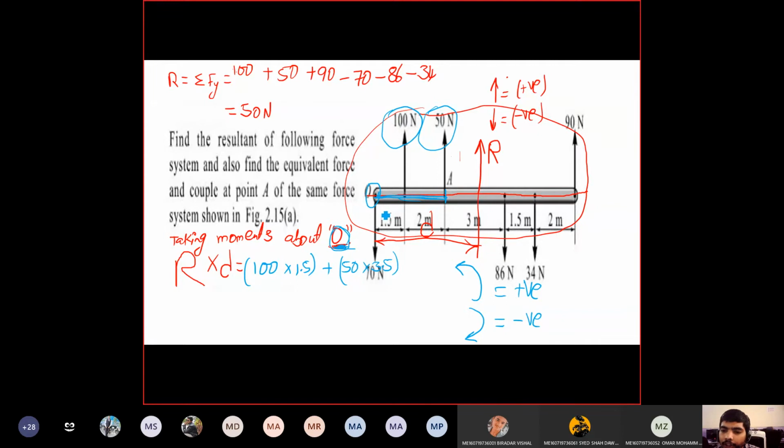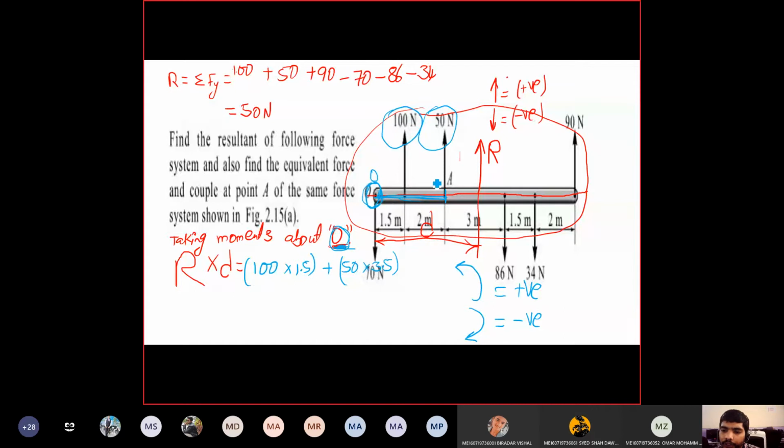Now, is my point clear to all of you? Why, sir, is it needed to travel? For calculating that moment, we have to fix one point, ma. I am fixing one point. That is O point. I am taking the extreme left corner. Okay now?